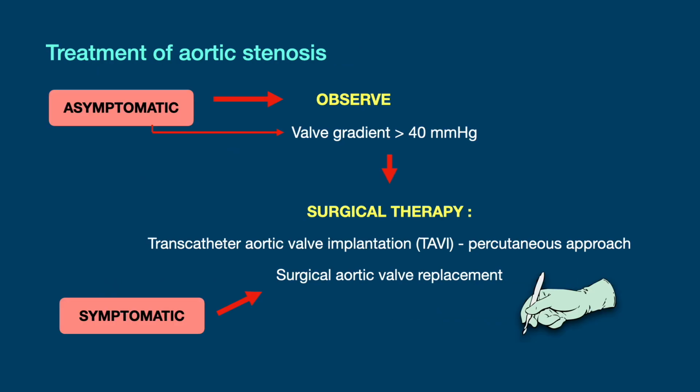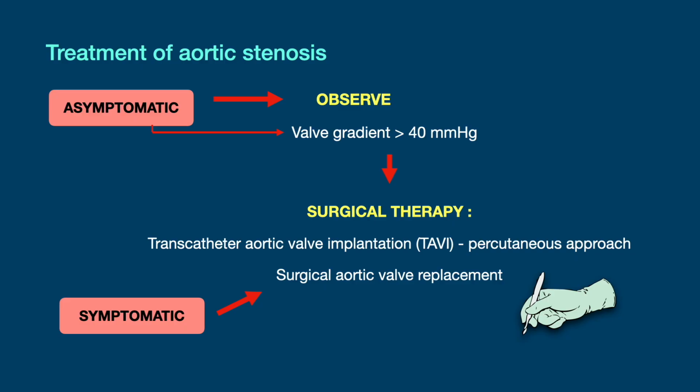If asymptomatic, then observe the patient is the general rule. If asymptomatic but with a valvular gradient of more than 40 mmHg and with features such as left ventricular systolic dysfunction, then consider surgery because coronary artery disease may coexist. For this reason, an angiogram is often done prior to surgery so that the procedures can be combined. If symptomatic, then valve replacement is indicated.